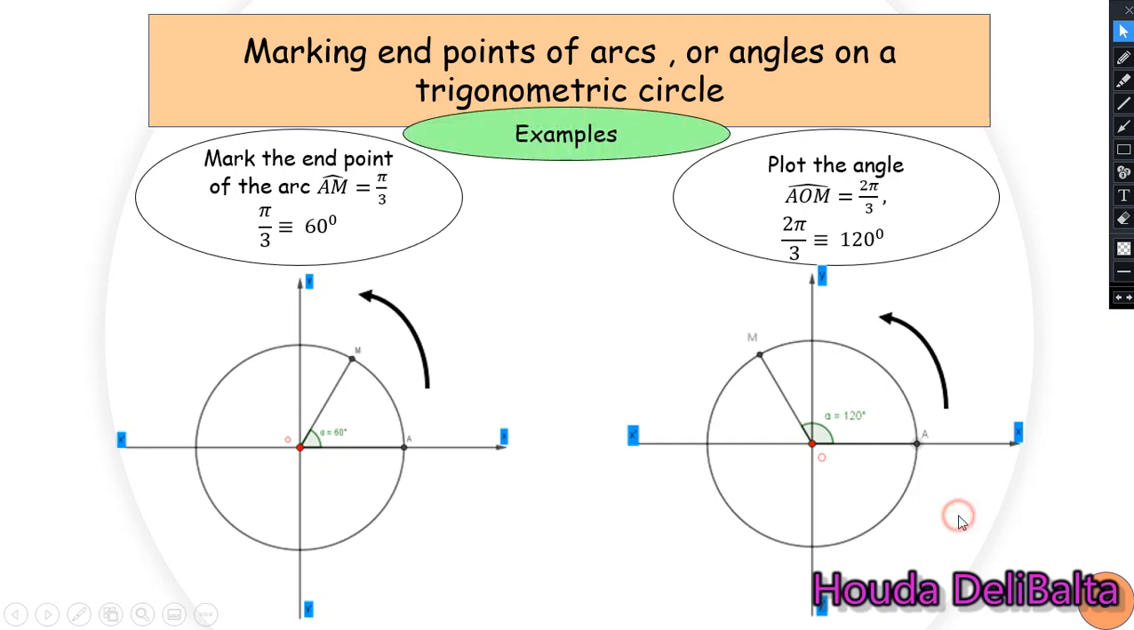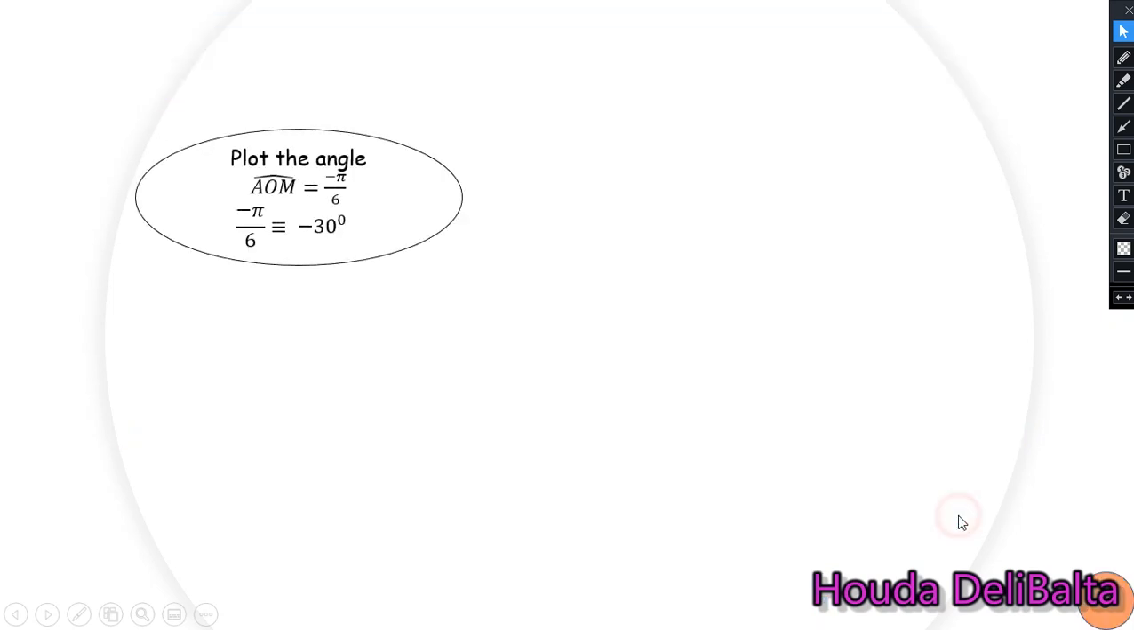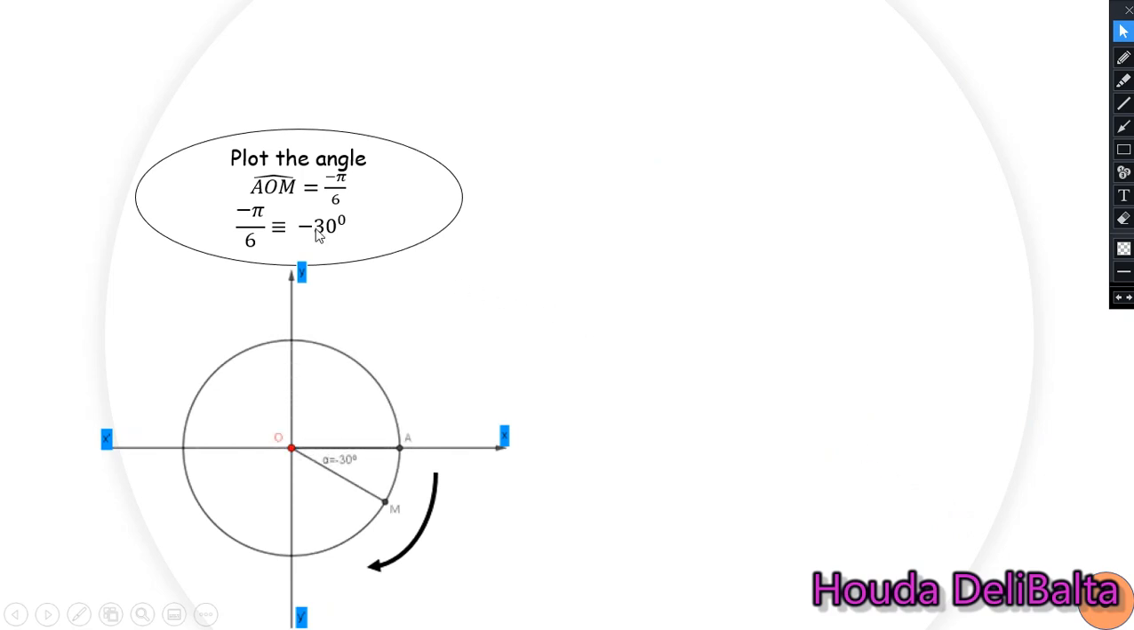Let's continue. More examples. Plot the angle AOM that is equal to minus pi over 6, which corresponds to minus 30. Replacing pi by 180, divided by 6, it is 30. Now we are going to move in the negative sense because the angle is given with a negative sign. So we put the protractor in the downward sense and we mark in the negative sense, and here we go with minus 30 as you see.